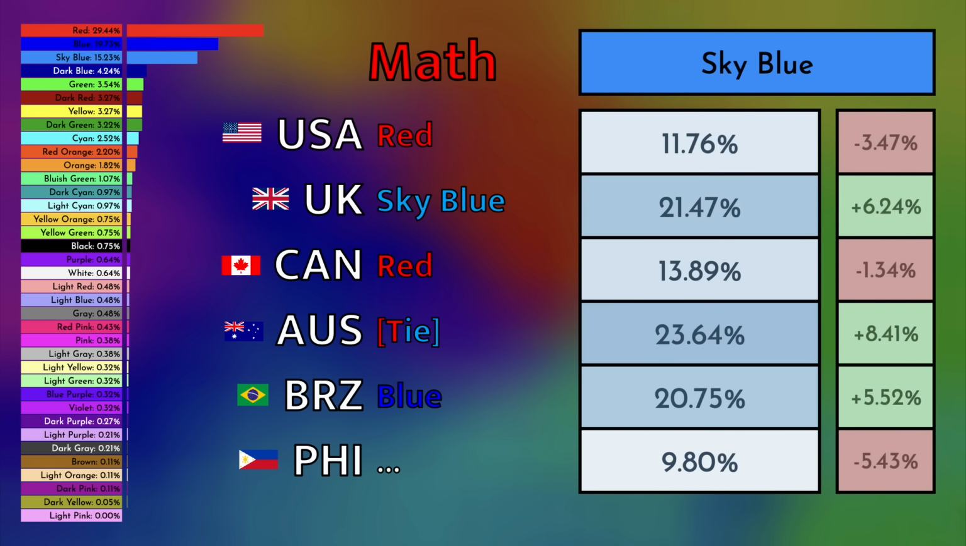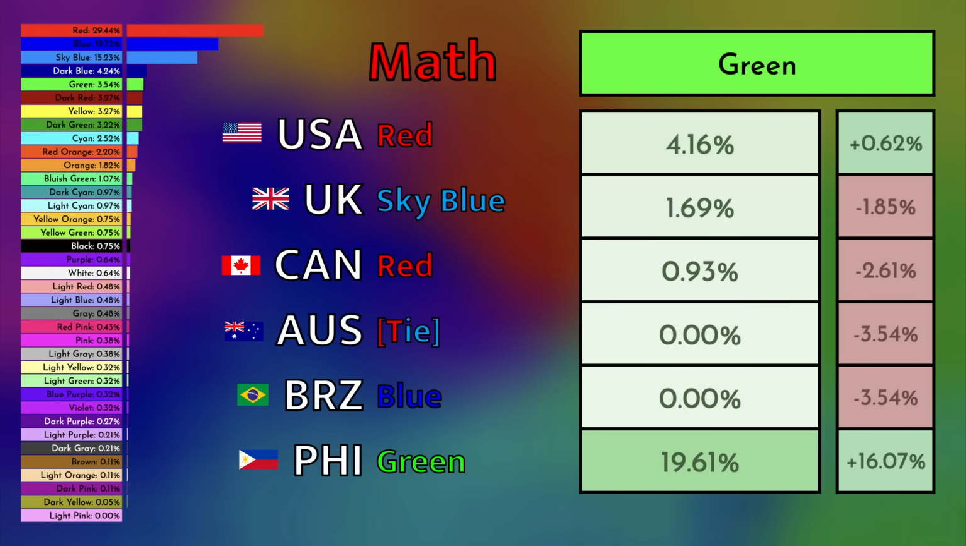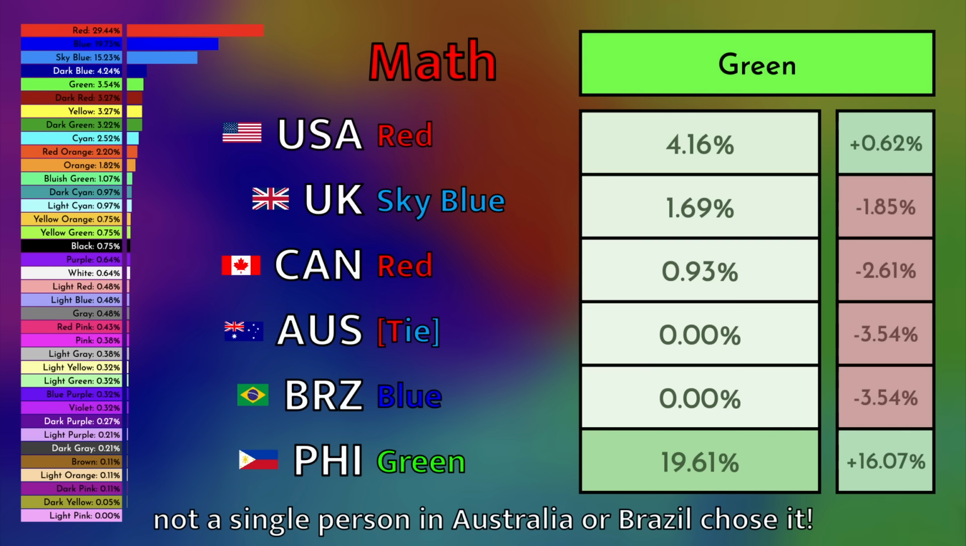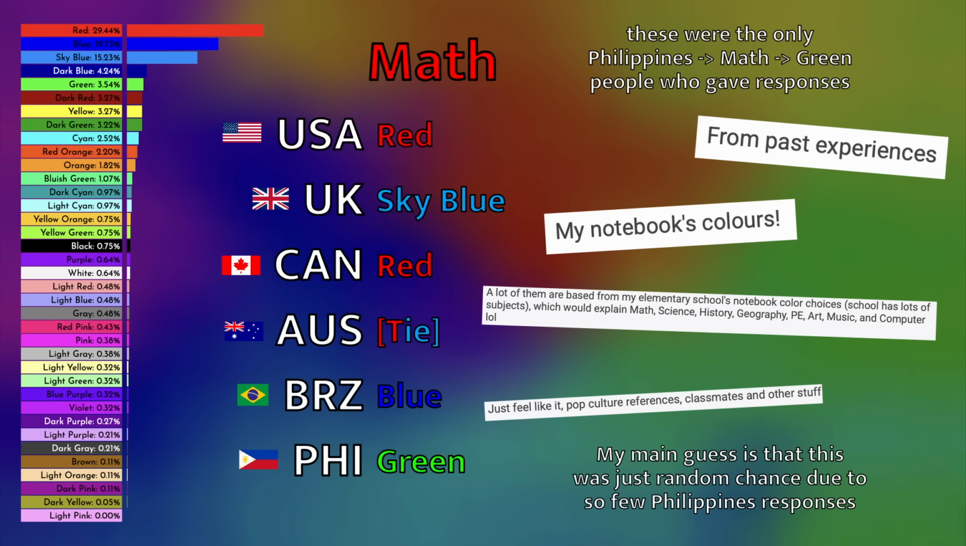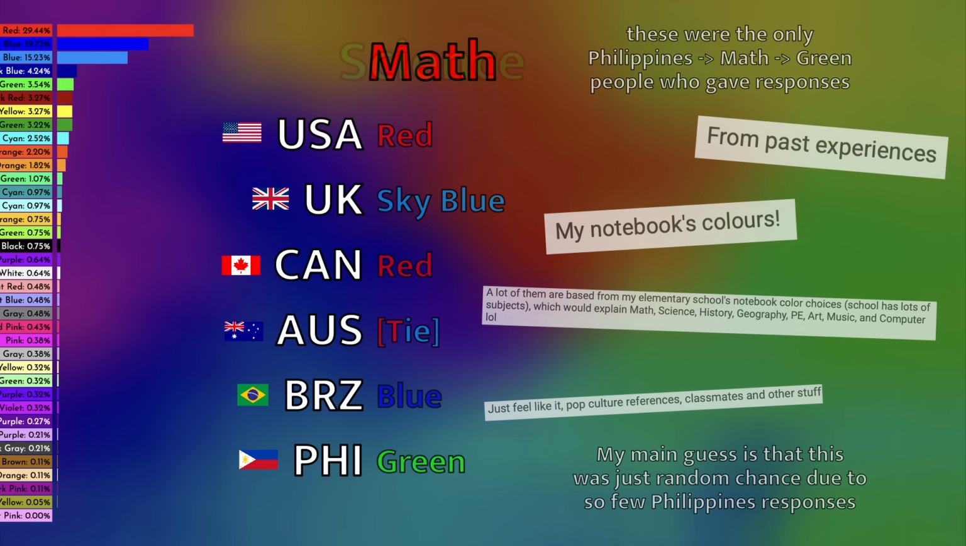The Philippines, on the other hand, had green just barely win out over red, which is quite bizarre, as green wasn't particularly chosen for any other country. I have no idea why this happened at all, when math was so dominantly red and blue for every single other country. There weren't enough Filipino responses with explanations for me to pick out a common reason.